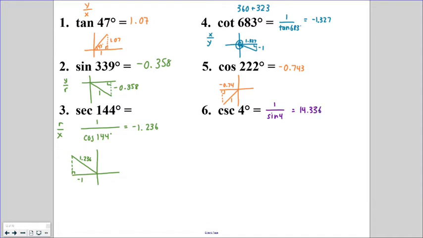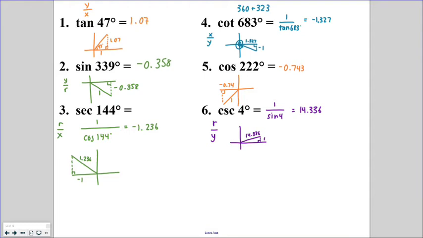Okay, I'm going to draw the last diagram here. 4 degrees is really small in the 1st quadrant. Okay, and sine is y over r, which makes cosecant r over y. So here in this case, r is going to be 14.336, and the y-coordinate is going to be 1.